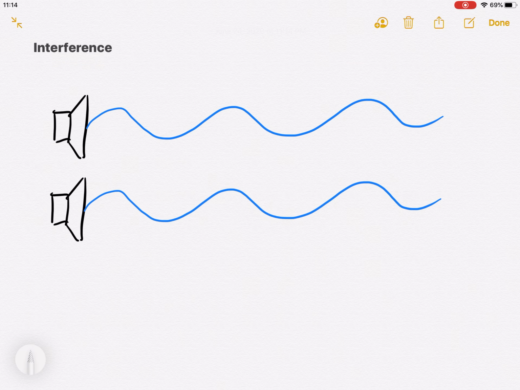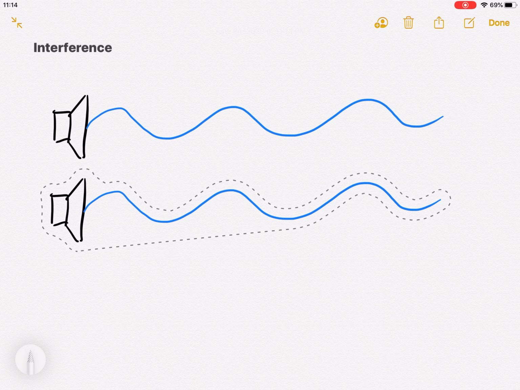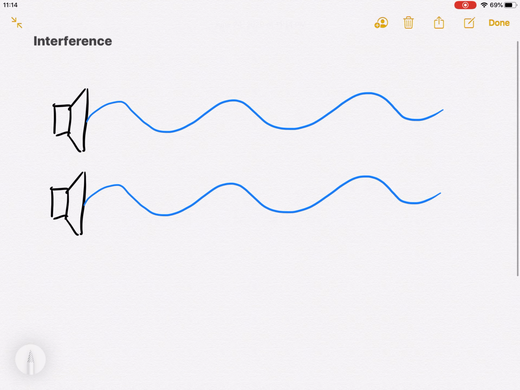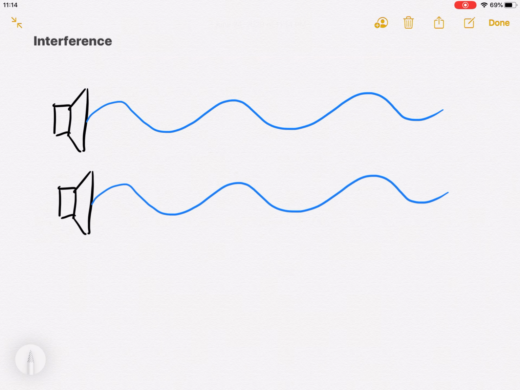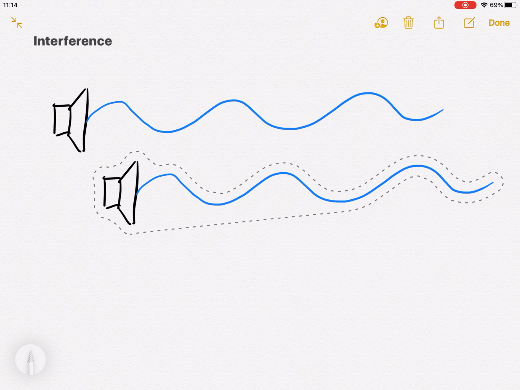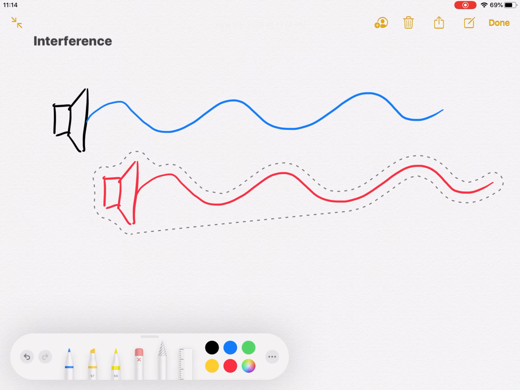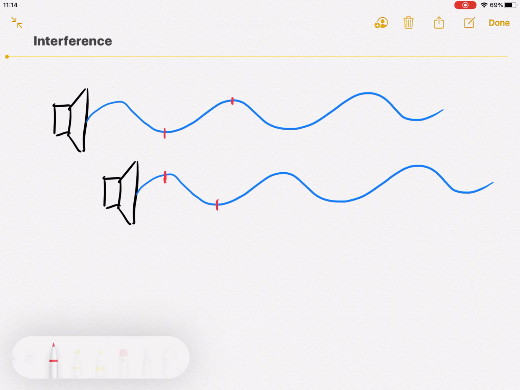Perfect. Okay, so if this is what happens, this is constructive interference. But if I move one of these by, say, half of a wavelength, now this would be destructive interference, because you see that the peak here sits on a valley there, and a peak here sits on a valley there. It's going to cancel always, right?